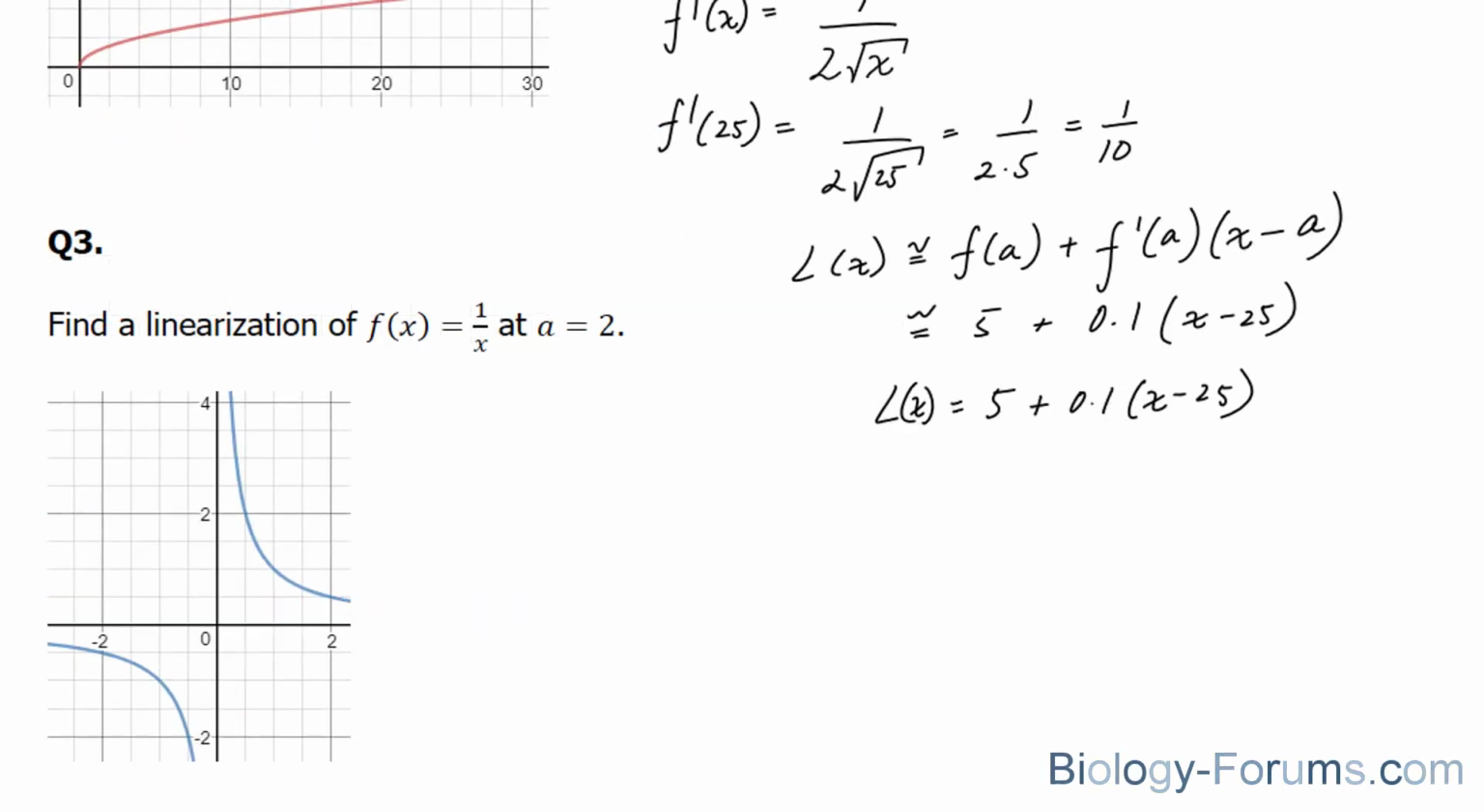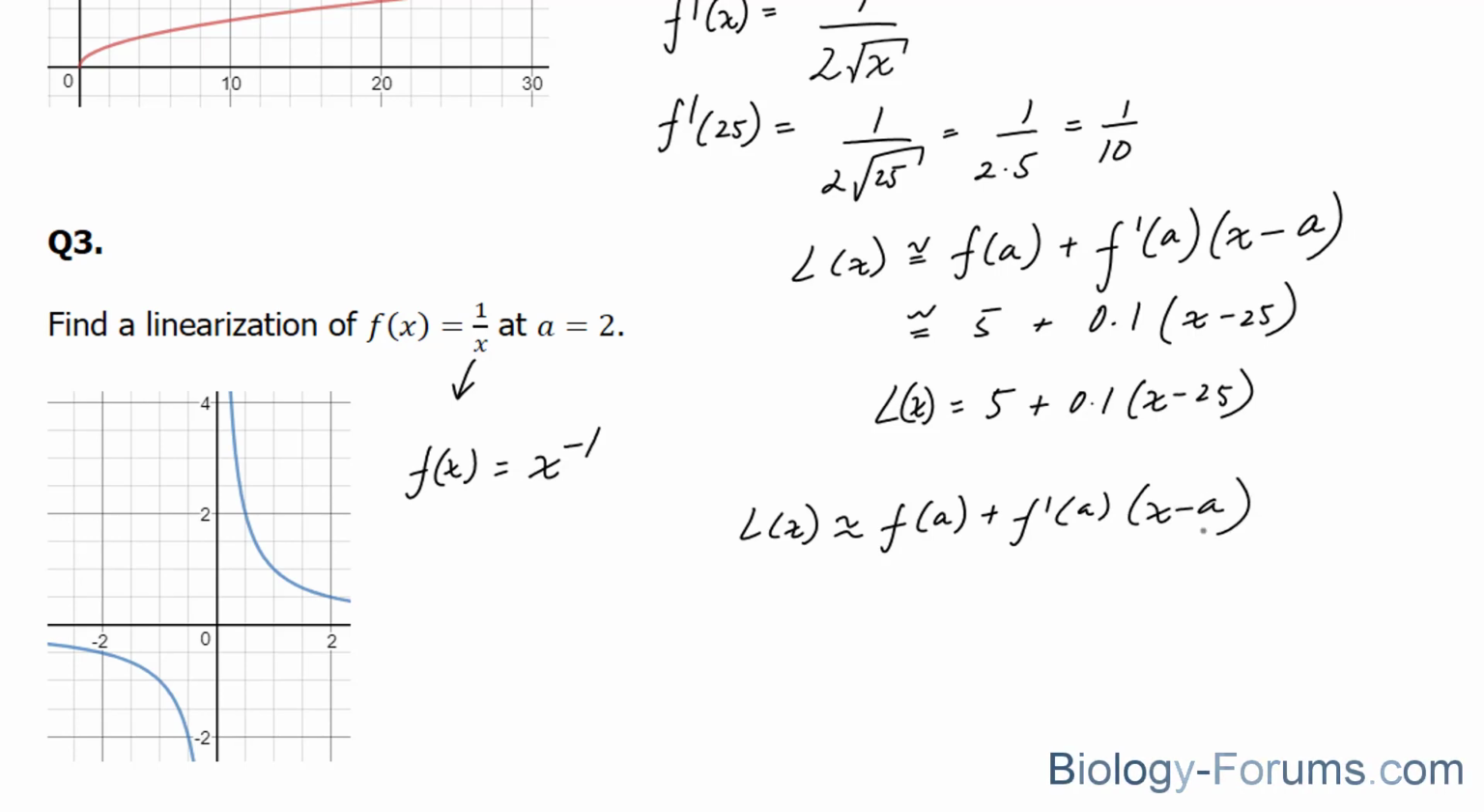In our last example, they're asking us to find a linearization of f at x is equal to 1 over x at a is equal to 2. The first thing that I would do in a situation like this is revert this back into exponential form, because it's easier to work with. This is the same thing as this, mathematically speaking. I'll write down the formula. L of x is approximately f at a, so we'll need to find that, plus f prime at a, and we'll need to find that, times x minus a.